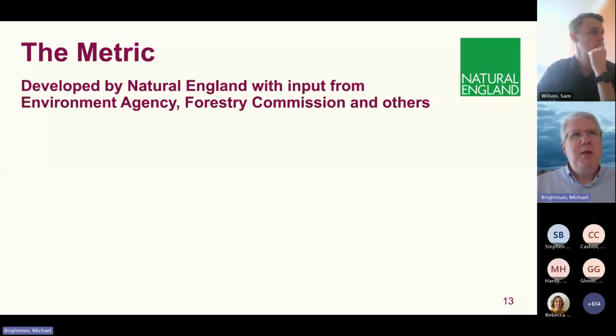The metric has been developed by Natural England, but with a huge amount of input from both the Environment Agency and the Forestry Commission, as well as other external stakeholders. For example, the Environment Agency have developed the watercourse elements, or the watercourse module of the metric, and the Forestry Commission hedgerow and trees.